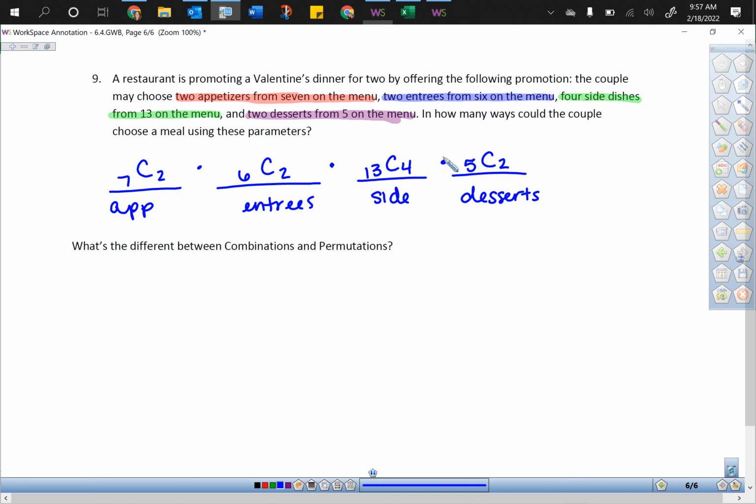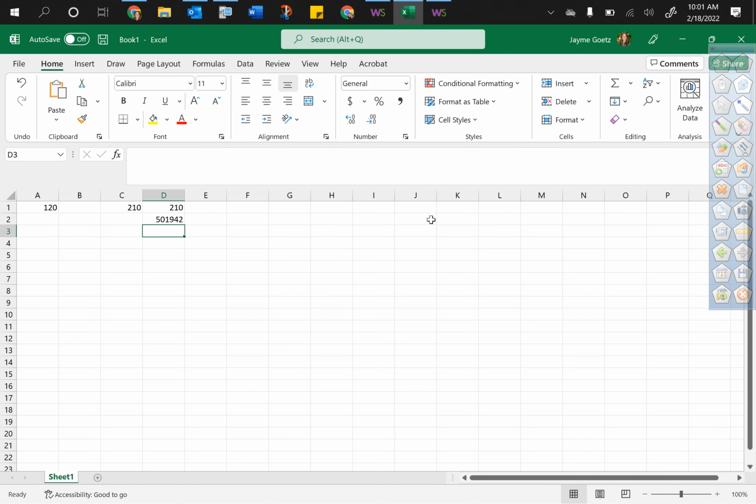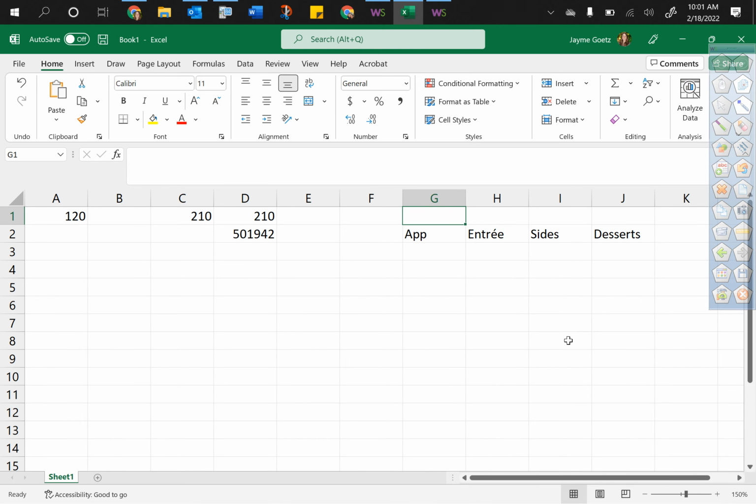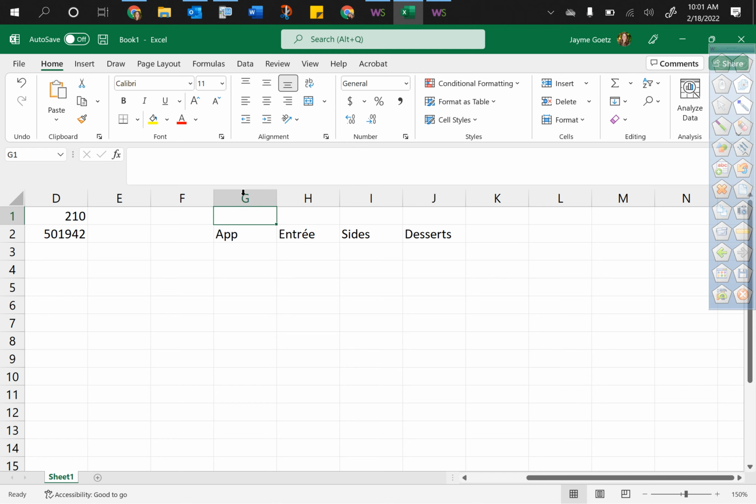Now, guys, don't do this in your calculator. Way too much work for your calculator. Here's how we're going to do this in Excel. Let's go to Excel. Okay? So I'm going to come over here, and I know that we have appetizers, entrees, sides, and desserts. I'm going to zoom in so it's a little easier for you to see. All right, so for appetizers, we said that was 7 choose 2. So we're going to type in equals combination of 7, choose 2.